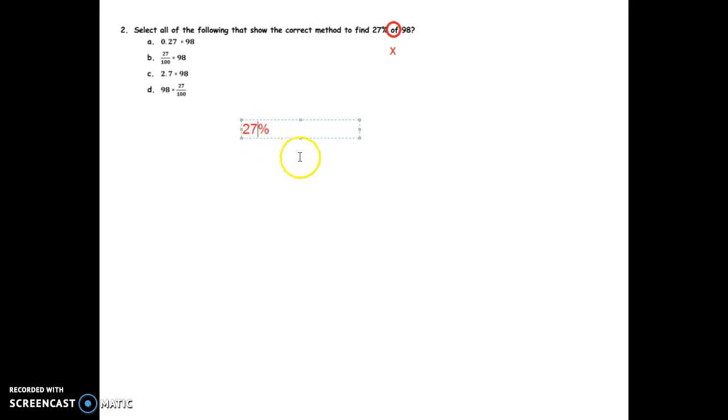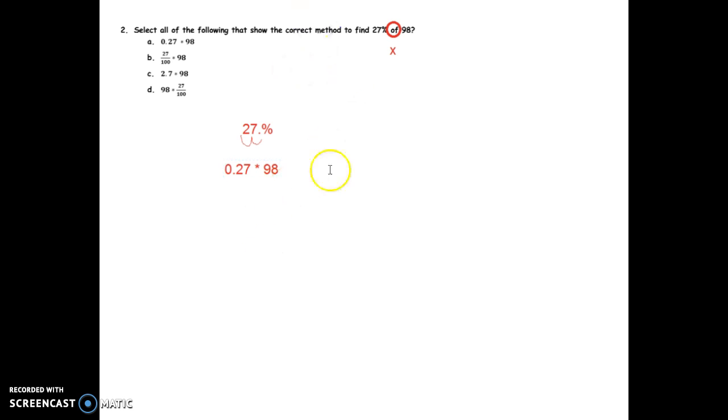My decimal is usually after a number, right? If there isn't a decimal, that means it's after the number. And then I just have to move them over 2 times to the left, which leaves me with 0.27. If you want to get fancy, you can add a 0 in front. We know there's 0 whole numbers. 0.27 times whatever our number was, which was 98. So that's one way of doing it.